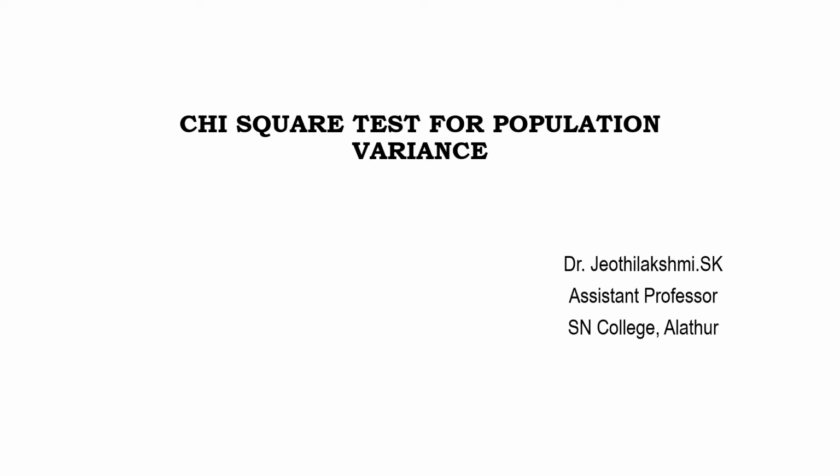This is our fourth session on chi-square test, and this is the last session that you have to study in that particular chapter. In this session, we'll deal with chi-square test for population variance. This test is used to test whether there is any variation in the population variance and sample variance, or to check whether a particular value is a population variance.